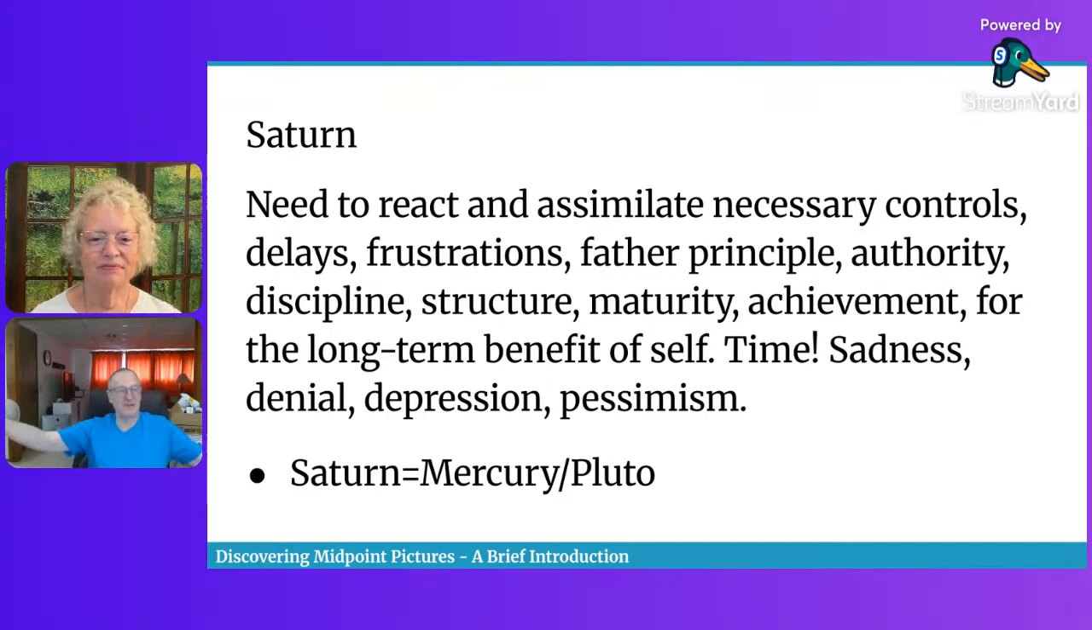You join the organization with the most authoritarian structure that there is. But there were reasons for that. Okay, so what is Saturn? Saturn is the need to react and assimilate necessary controls. So inside of your family, there's a Saturn. And the Saturn is your family telling you how they expect you to act. Those expectations are necessary controls, because if you want to survive and do well in your family, then all you have to do is stay within the boundaries that the family gives you. Those are called necessary controls.